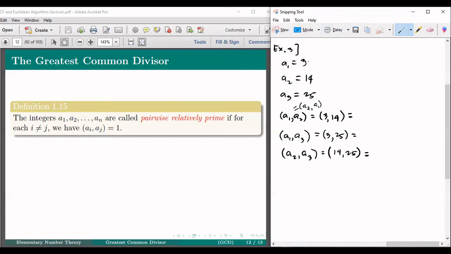So let's get the divisors of 3 and 14, because we are to test here for A1 and A2. The divisors of 3 are 1 and 3. For the divisors of 14, we have 1, 2, 7, and 14. Now, the GCD of these two integers, as you can see, is 1. Hence, the GCD of 3 and 14 is 1.